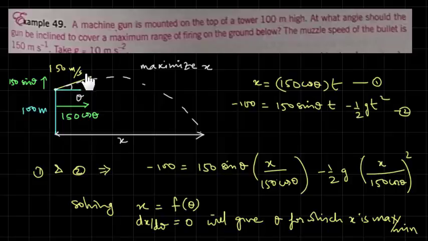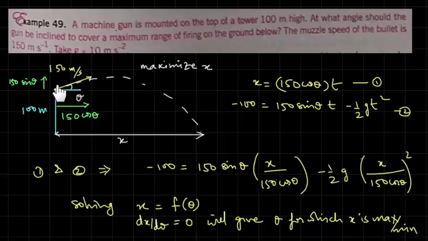So now it is given, it is 150 meter per second. So its horizontal component is 150 cos theta and vertical component is 150 sin theta. So again we can think of it in two parts as vertical and horizontal. For the horizontal part, we can simply say that horizontal speed times time taken to fall is equal to x. So x is equal to 150 cos theta into t.